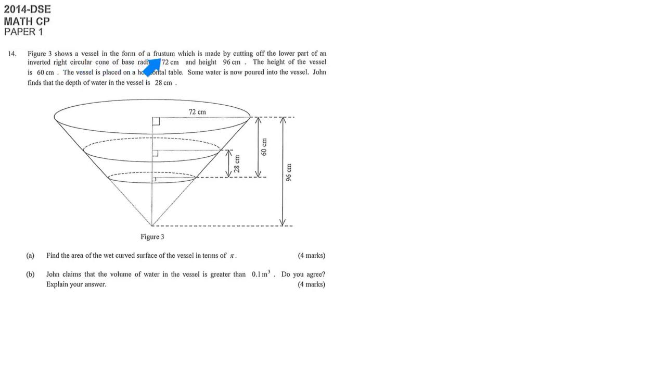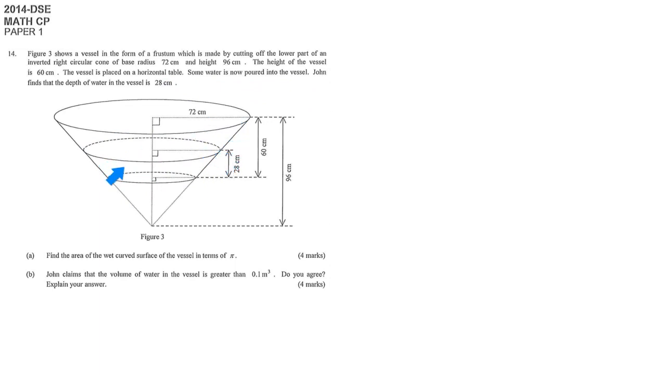There is a vessel which is a frustum, made by cutting off the lower part of the inverted right circular cone of base radius 72 cm and height 96 cm. So they say that it's come from the largest cone here, and then they say that it's placed on the horizontal table to ensure that the water surface is parallel to the base. And then there's some water inside, the depth of the water is 28 cm.